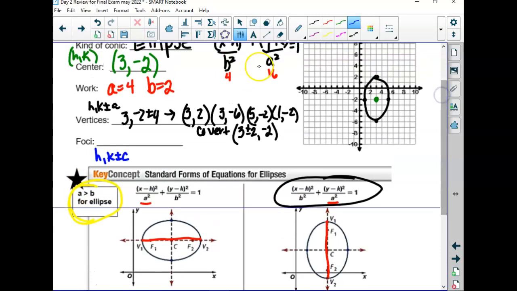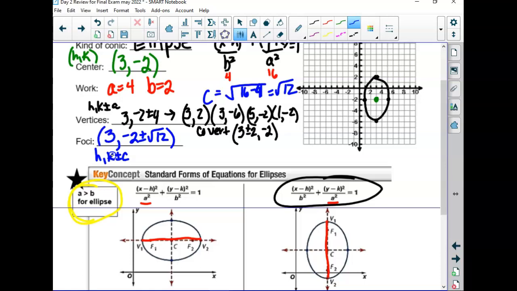So we had a squared was 16, and b squared was 4. So c is the square root of 16 minus 4, which would be the square root of 12. How about we just leave it? Okay, if you want to simplify, you can, but you don't have to. This would be then h, which is 3, negative 2 plus or minus the square root of 12. And I'm going to be okay with you leaving it like that.